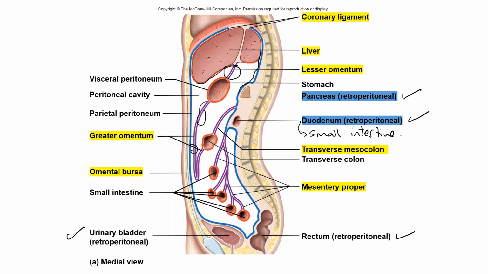The mesenteries are divided and named according to their location. The lesser omentum and the greater omentum are the mesenteries attached to the stomach. The lesser omentum attaches the stomach to the liver. The greater omentum folds as an apron in front of the intestines.